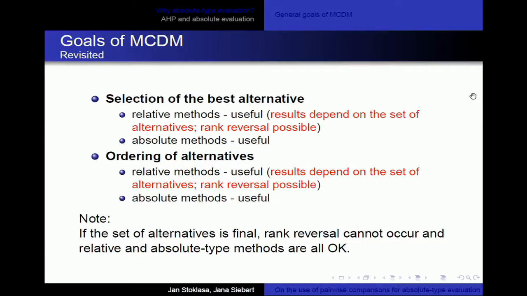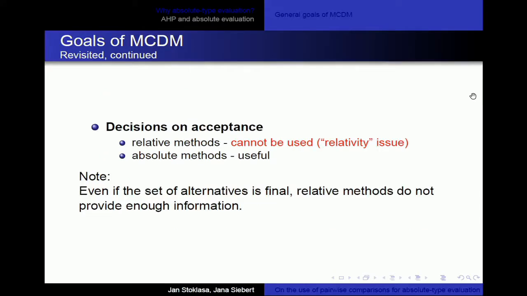So essentially, as I already told you, if you want to select the best alternative out of the set of alternatives, you can use absolute or relative methods. It doesn't matter. If you want to order the alternatives, again, absolute or relative methods, it doesn't matter as long as the set of alternatives will never change and as long as the evaluations of the alternatives will never be reconsidered. If you want to decide on the acceptance of the alternative, if you want to do scoring, then the application of relative type evaluation is very problematic. And you should go with absolute type evaluation.